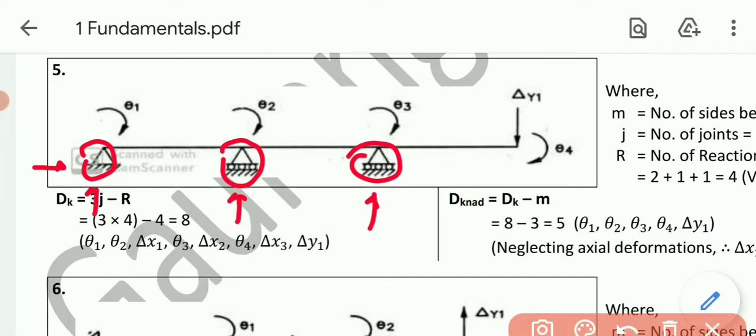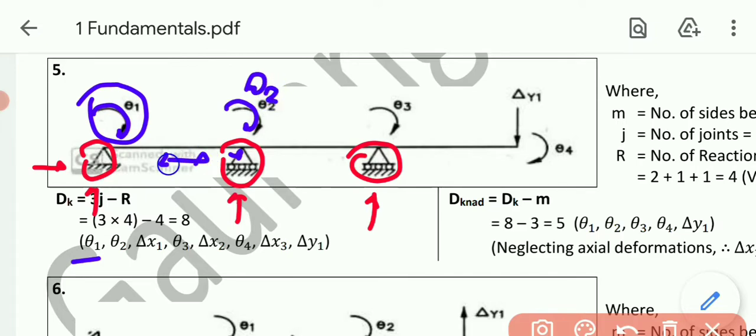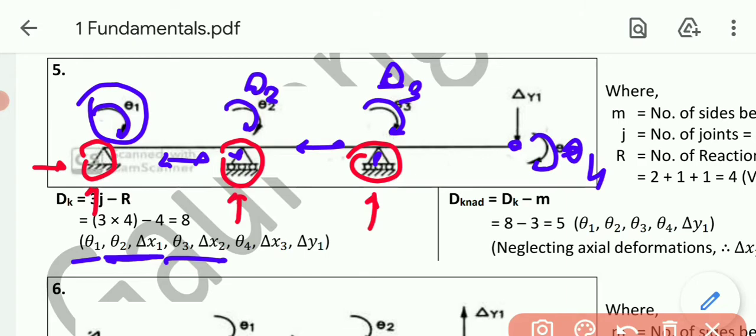In case of the first one, as rotation is not restrained, I can show rotation theta 1. Now second case, roller support, rotation will be produced, theta 2, and horizontal displacement will be produced, that is delta x1. Third, roller support, same thing, rotation theta 3 and horizontal delta x2. And this one is the free support, so no reaction is produced, so all three displacements are possible: theta 4, horizontal delta x3 and delta y1.